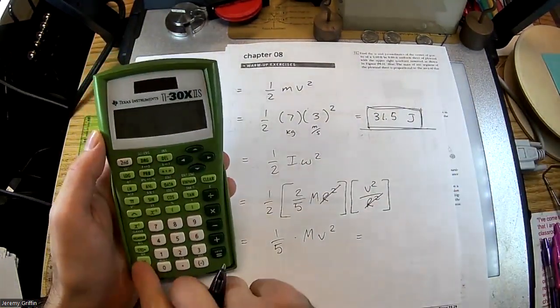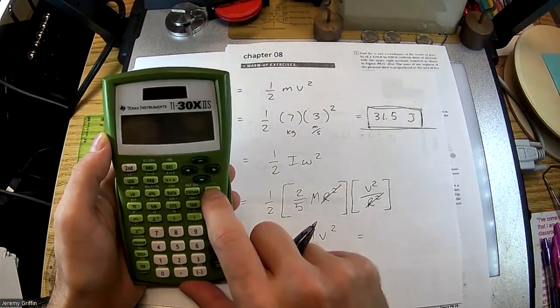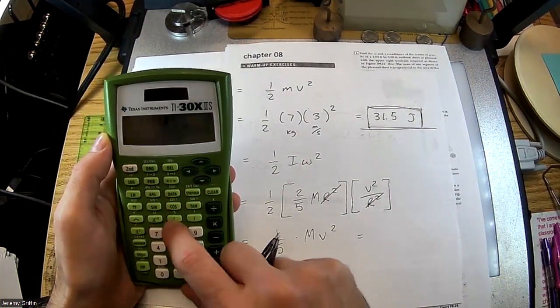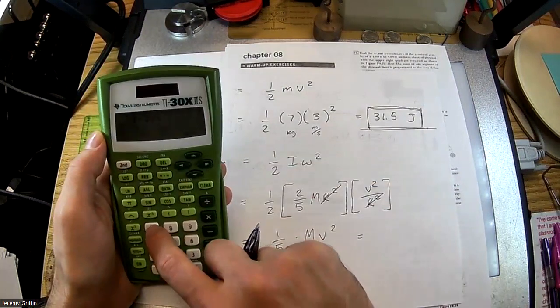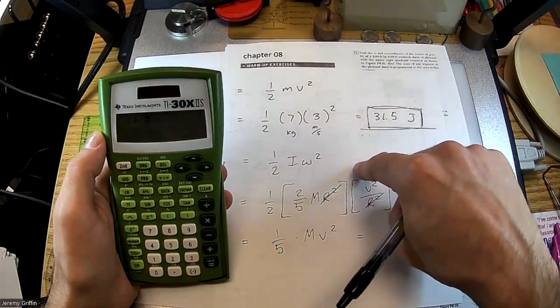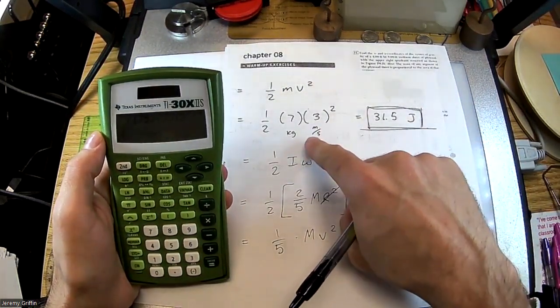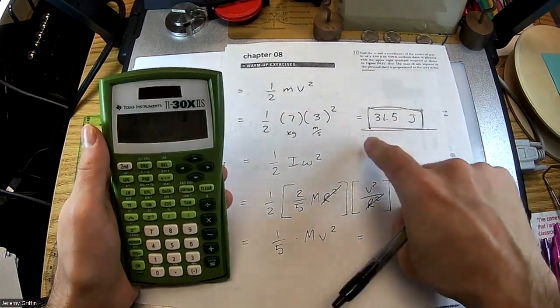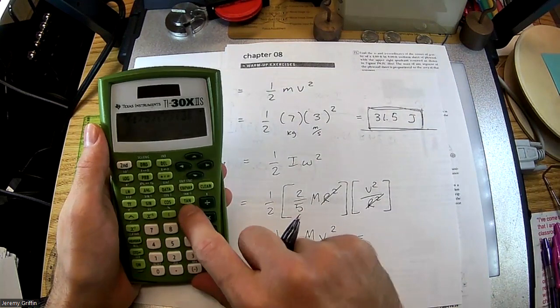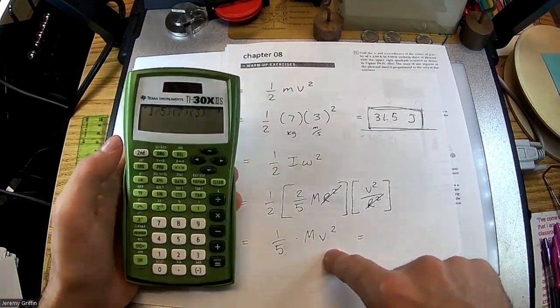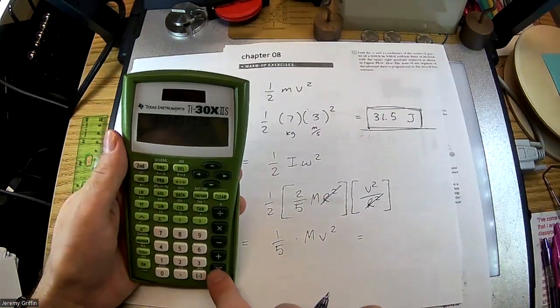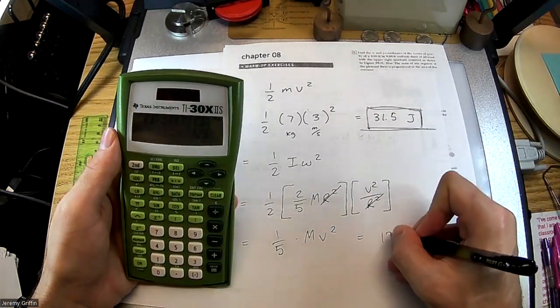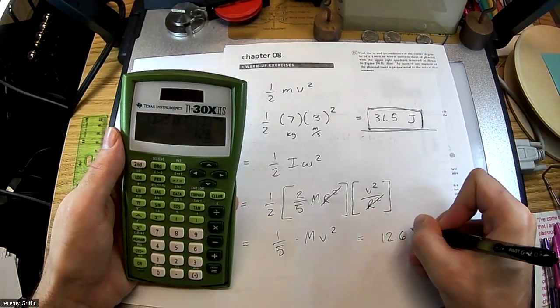So let's go 1/5 times the mass of the ball, which was 7 kilograms. By the way, that's about 15, 16, 17 pounds, somewhere in there. That's a pretty heavy bowling ball. And then it was going at 3 meters per second. That's a translational speed, but that's okay because that's what we got. And then we got to square that speed. I'm getting 12.6 joules.